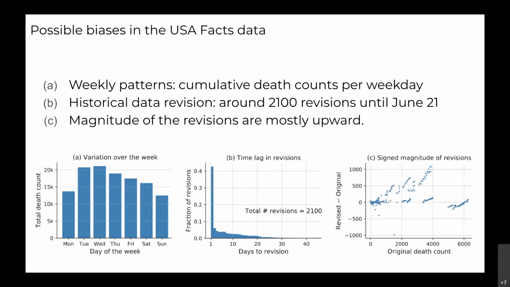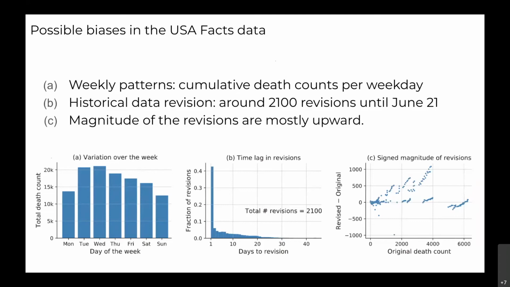And the second possible bias in the data is the historical data revision. What we mean here is sometimes USA Facts will release their data, but later they will revise the data they released previously. We found that until June 21st, there are around 2,100 revisions that happened for some counties at some day.